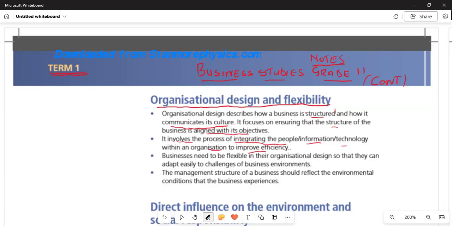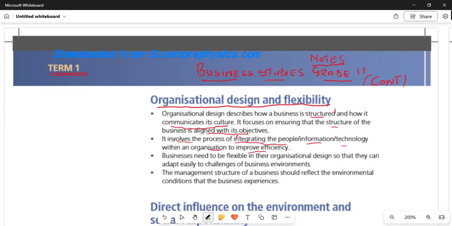As you have said, it describes how the business is structured, as well as how it communicates a culture. So the goal is to make sure that we align the structure with the company's objectives and improve efficiency by interacting people, information, as well as technology.